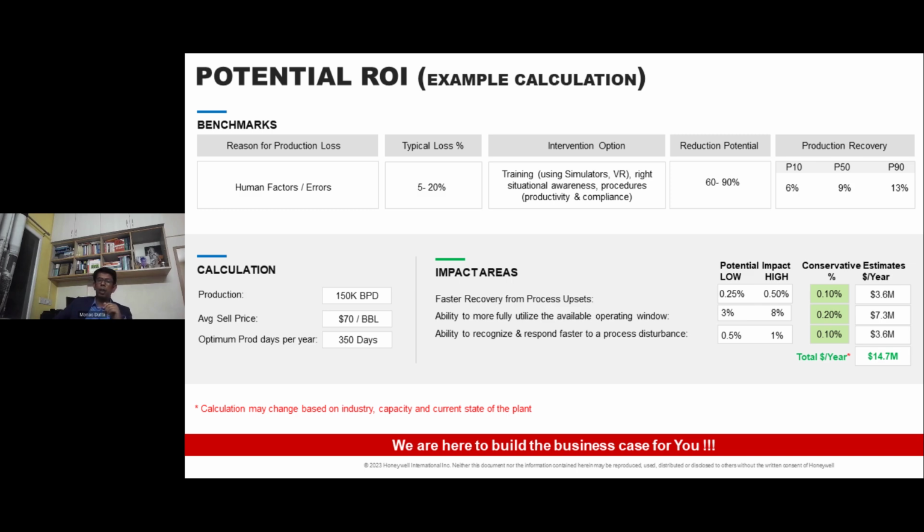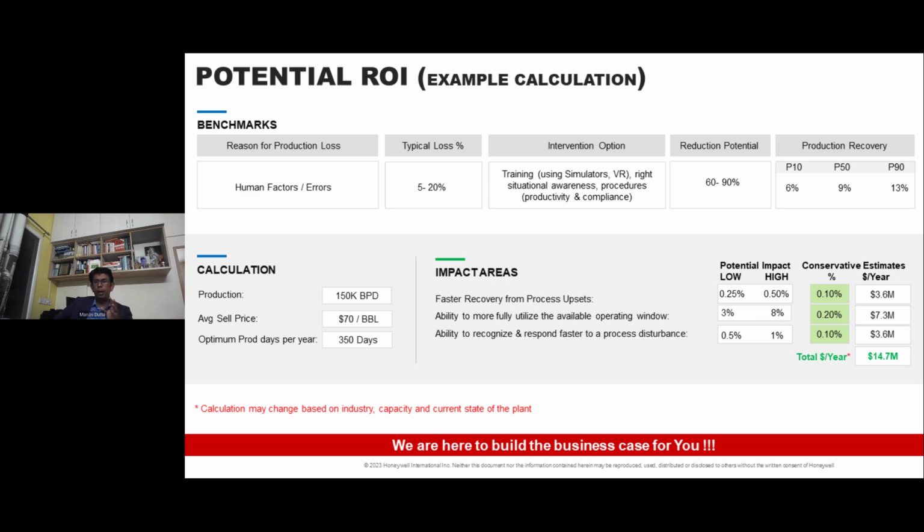What is the potential ROI? And if we can't present the potential ROI to the leaders in the organization at the beginning, it will be very difficult to get the fund to do that transformation. So this is an example calculator. I'm showing a very simplified version. But again, based on the manufacturing facility, the industry, the segment, it will change a bit.